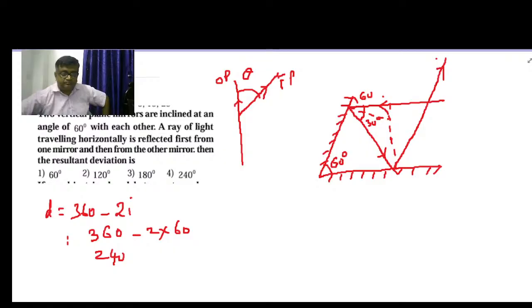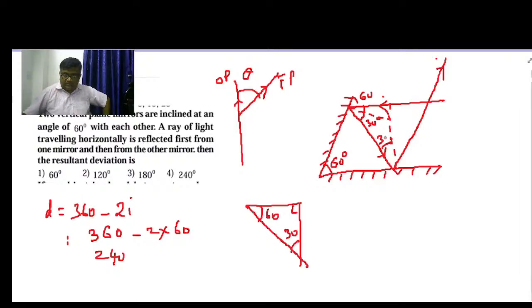Now, what I was telling you was about this point: this angle is 60, this angle is 90, so this angle will become 30. That is what I have written. This angle is 30. This angle would become 30. This angle is 30, then this angle is 90.